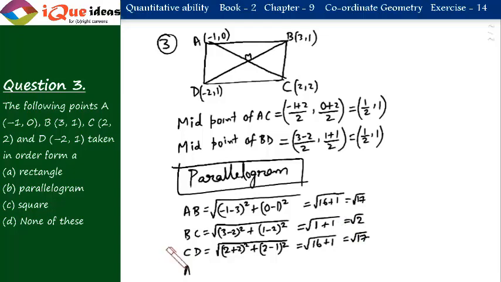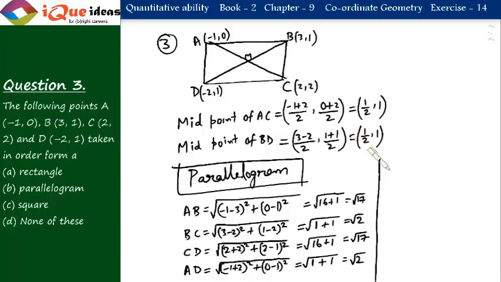And if you calculate AD, AD would be equal to square root of (-1 minus -2), so it is (-1 plus 2) whole square plus (0 minus 1) whole square. -1 plus 2 is 1, 1 square is 1, 0 minus 1 is -1, -1 square is 1, so it is root 2. So we can see that the opposite sides are equal, so it may be a parallelogram or a rectangle. To clarify that, we need to check the length of diagonals.